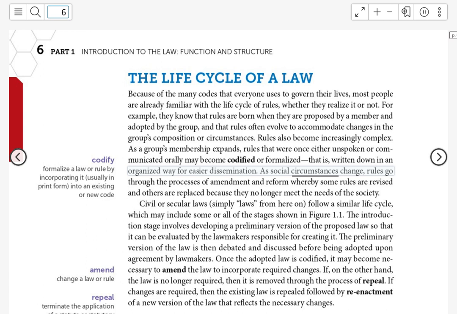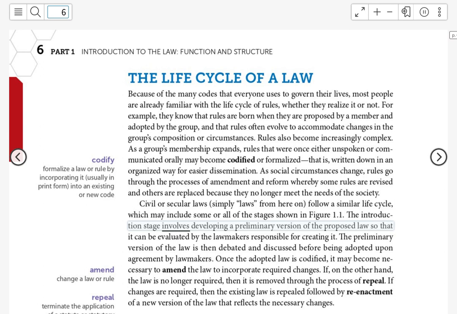As social circumstances change, rules go through the processes of amendment and reform whereby some rules are revised and others are replaced because they no longer meet the needs of the society. Civil or secular laws, simply, laws, from here on, follow a similar life cycle, which may include some or all of the stages shown in Figure 1.1.